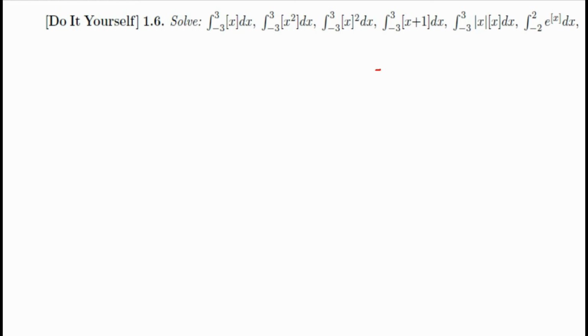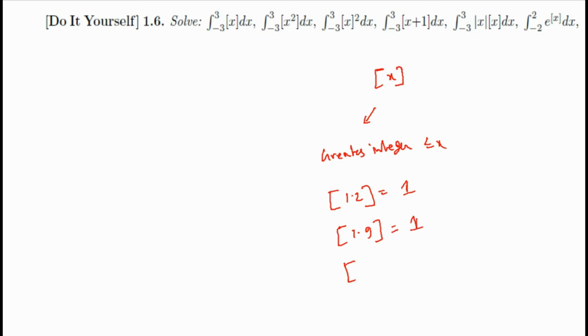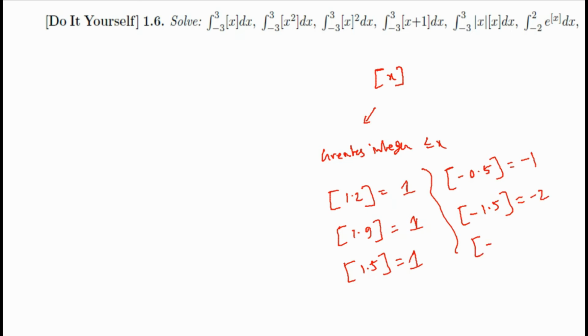The next part involves box function, and before going to solve the integration, first we will just recall what is a box function. So box x usually denotes the greatest integer less than or equal to x. That means box 1.2 equal to 1, box 1.9 equal to 1, box 1.5 equal to 1. Again, from the negative side, box of minus 0.5 equal to minus 1, minus 1.5 equal to minus 2, minus 1.9 equal to minus 2, and like this.